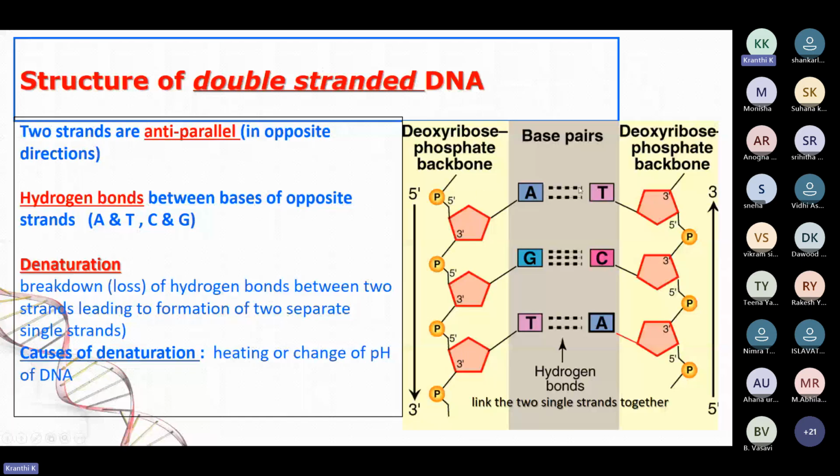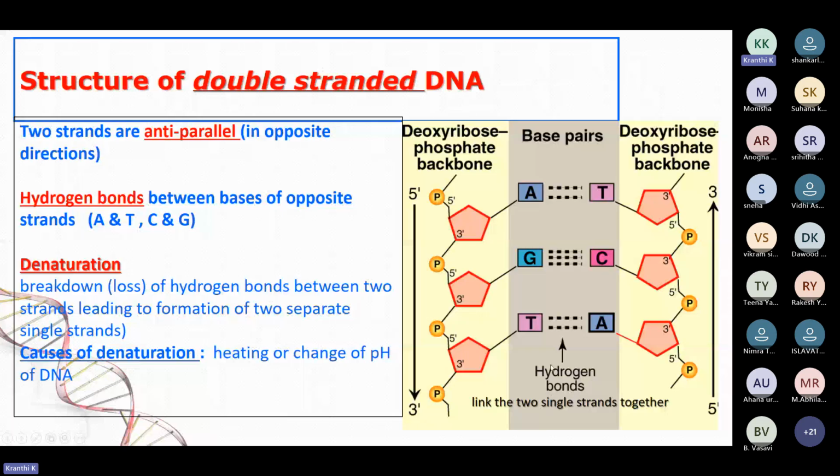Then these two backbones are linked with nitrogen bases. What are the nitrogen bases here? Adenine, guanine, thymine, cytosine, that is ATGC. The pairing is always A with T and G with C, and equal numbers of each pair will be there. When there are 10 ATs, the same number of GCs will be there. Then A and T are linked with double bonds, and G and C are linked with triple bonds.